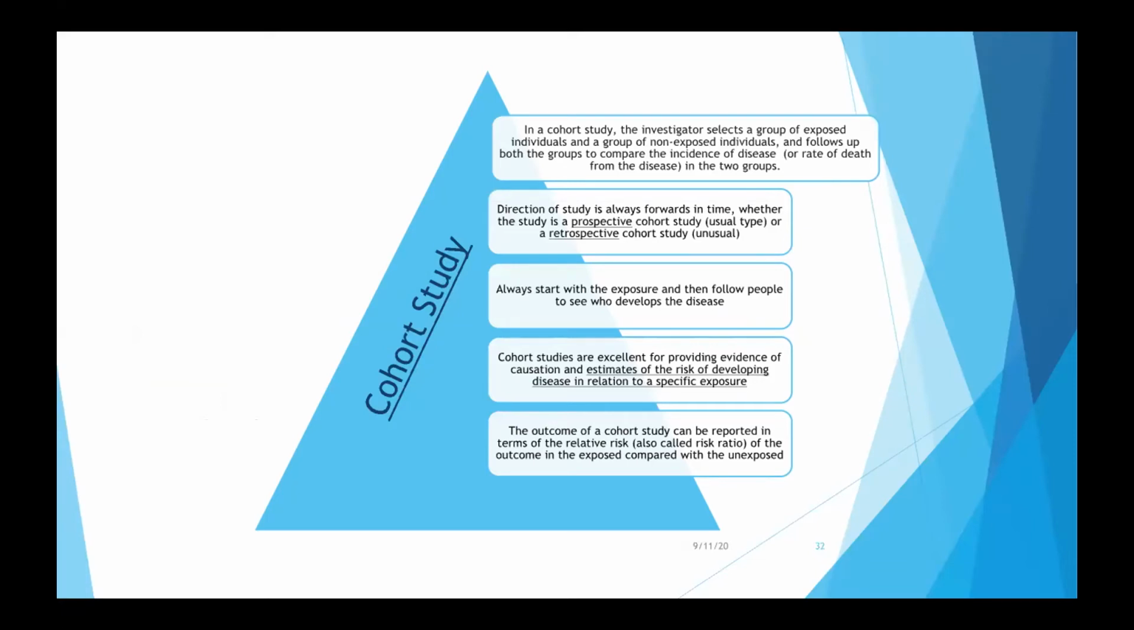طبعا direction of the study is always forward in time whether the study حتى لو كانت prospective أو retrospective. زي ما قلنا بنرجع لما قبل الحدث قبل الديزيز إذا كانت retrospective ونشوف هل في ذاك الوقت كان في exposure أو لا قبل ما يصير الحدث أو الديزيز اللي أنا I'm looking for. طيب always start with the exposure and then follow people to see who developed the disease.